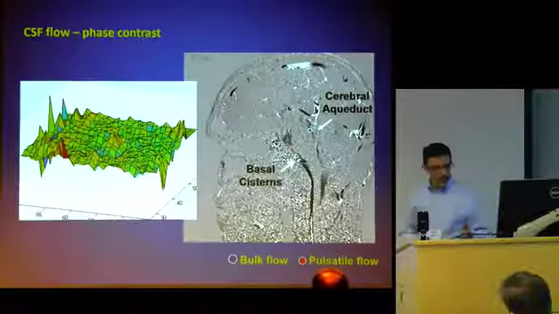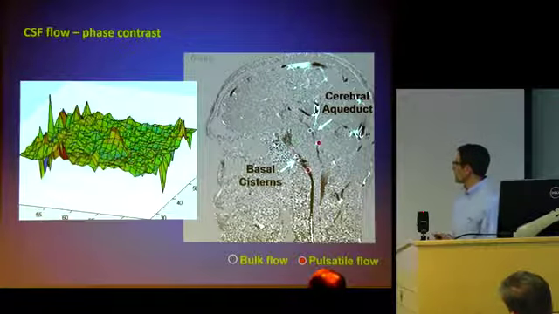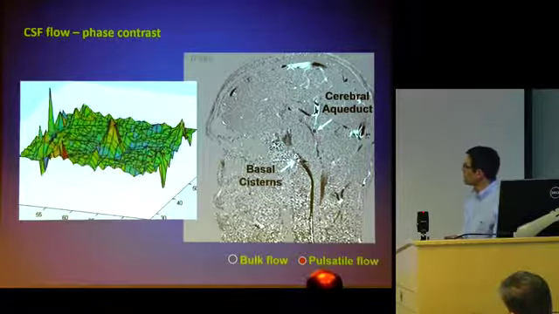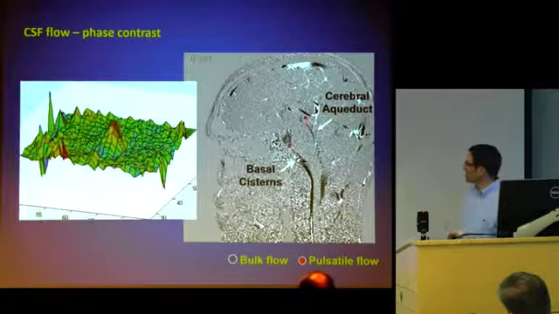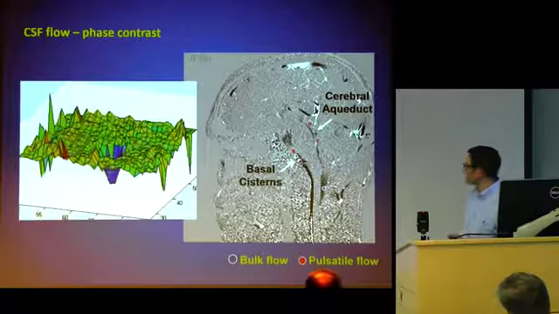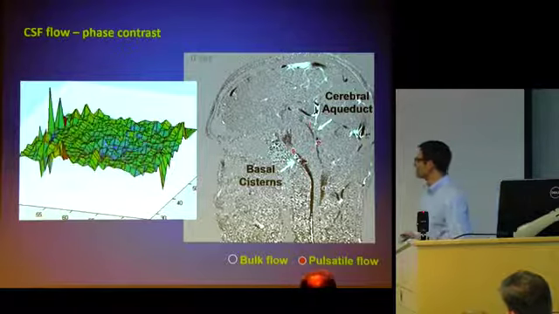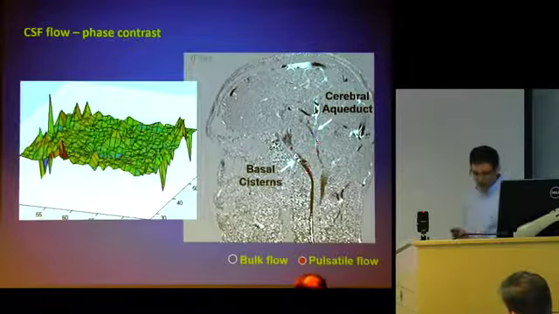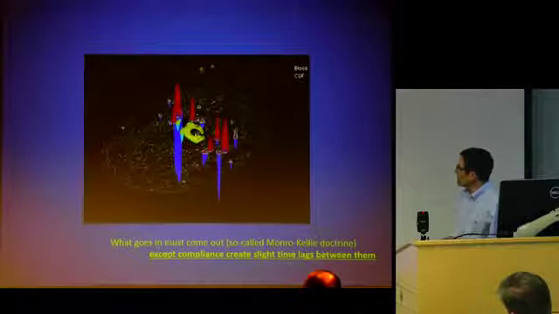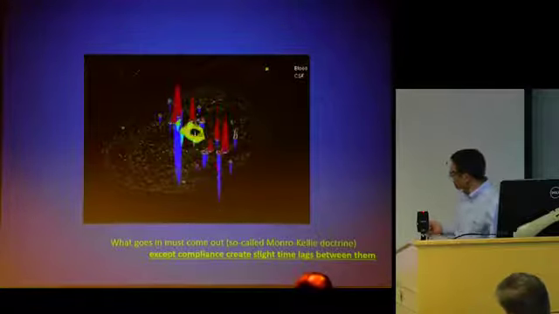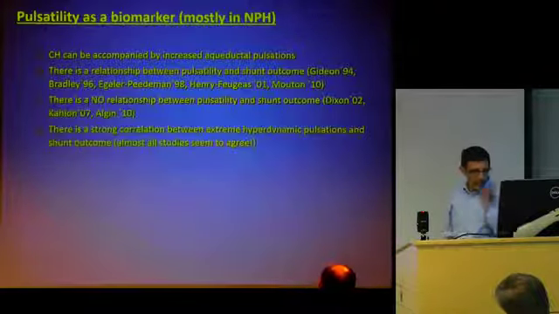We've talked about, and I think there'll be a number of talks, using phase contrast imaging to measure flow very accurately, although there was some question about that a few minutes ago, at different parts of the brain. We can measure not only CSF flow but arterial and venous flow, as you've seen in a number of talks.